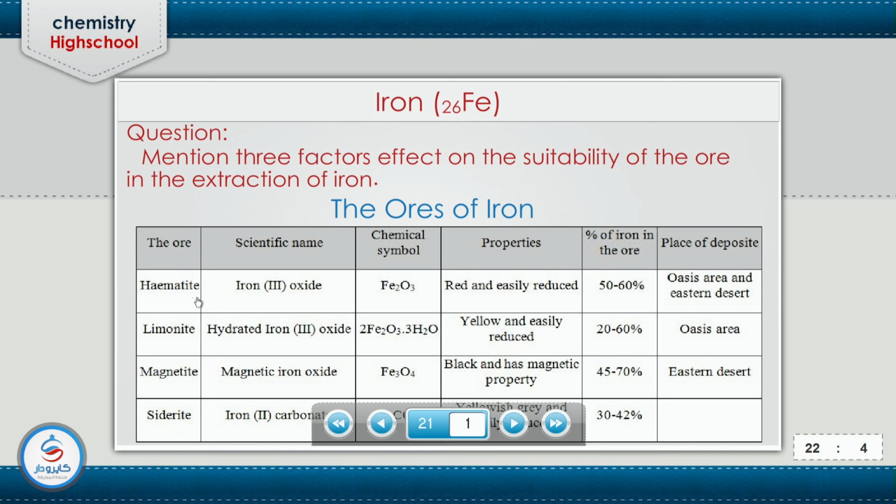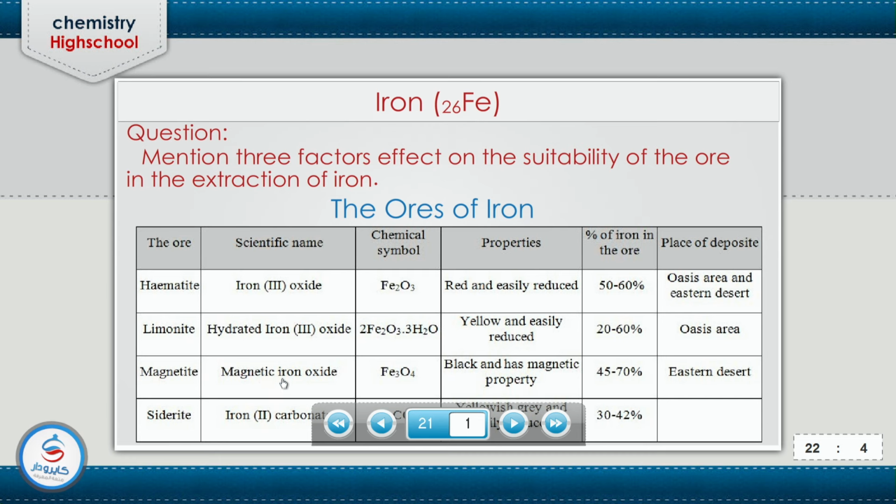The scientific name of hematite is iron 3 oxide. The scientific name of limonite is hydrated iron 3 oxide. That means that hematite and limonite are both iron 3 oxide, but limonite is a hydrated compound. The chemical formula of hematite is only iron 3 oxide without molecules of water, but limonite is hydrated by 3 molecules of water, hydrated iron 3 oxide.